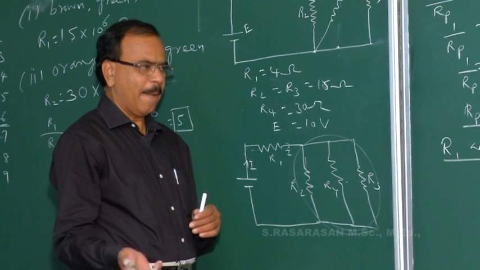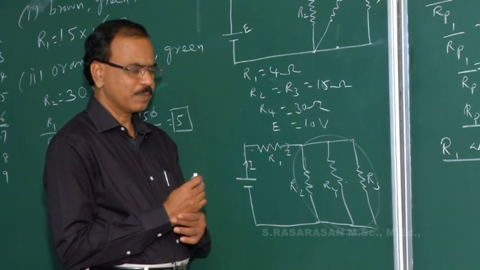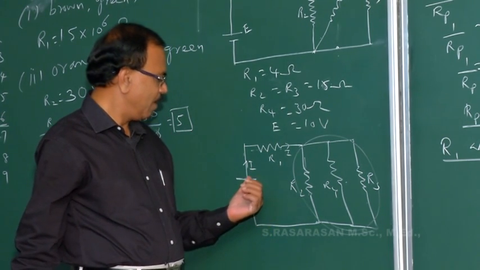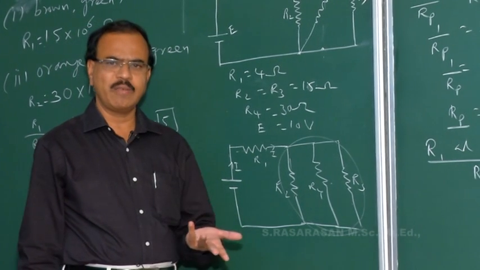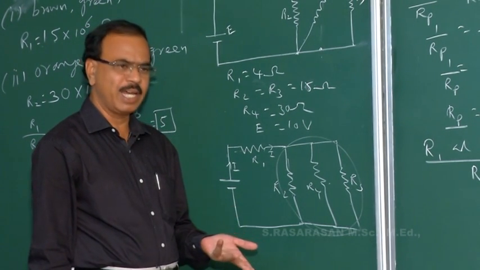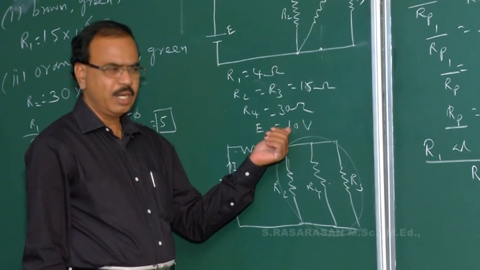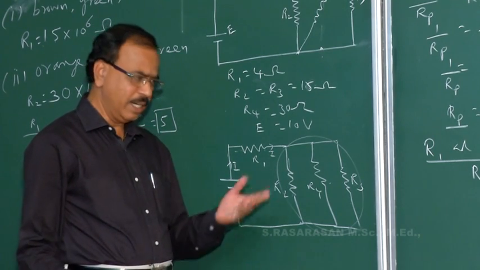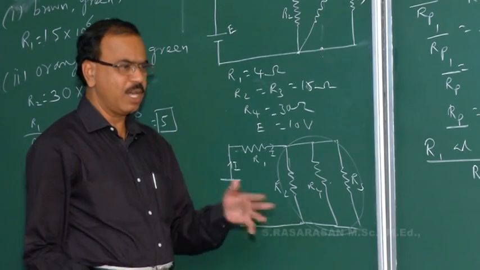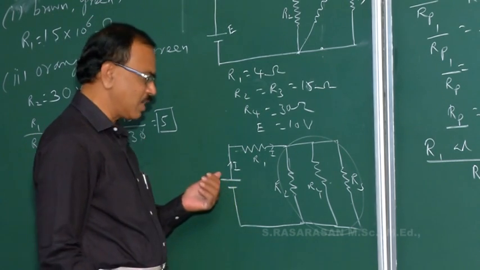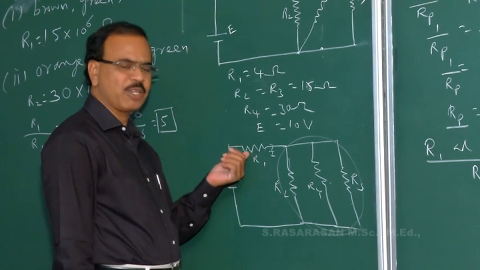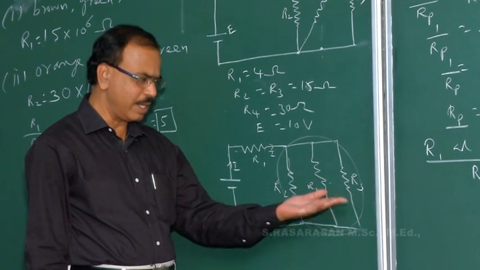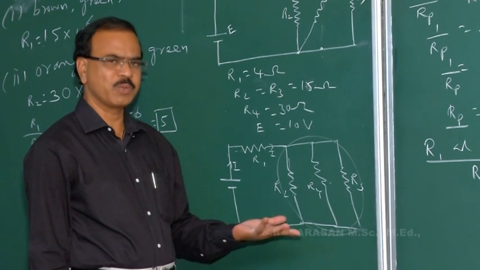And even in this same problem, an additional question could be asked. What is the current supplied by the battery? Now use Ohm's law. V is equal to IR. I is equal to V by R. V is given as 10 volt. Net resistance is 10 ohm. So 10 by 10 is 1 ampere. So even in this same problem, one more question can be added or a new problem can be framed. We can ask what is the current supplied by the battery, or what is the current passing through the resistance R1, or what is the current passing through R2, R3, R4, any problem using Ohm's law.